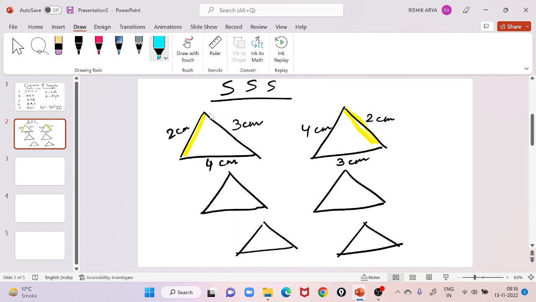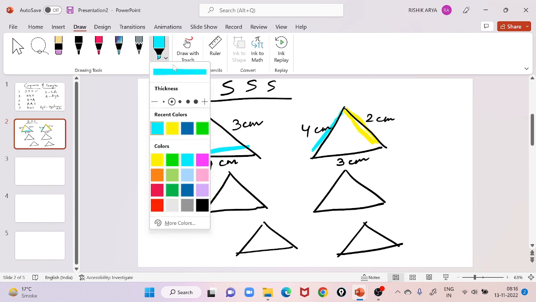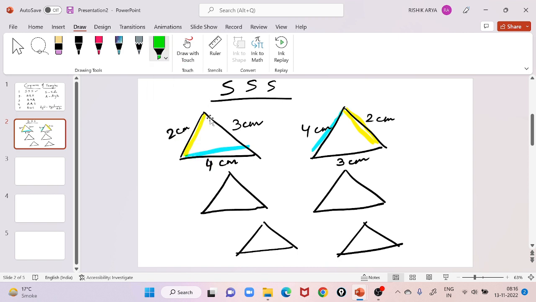Now again this is 4 centimeter length, this side is also 4 centimeter length, so both sides are equal to one another. And the third one is 3 centimeter length, this is also 3 centimeter length. So all the 3 sides of one triangle are equal to all the 3 sides of another triangle.